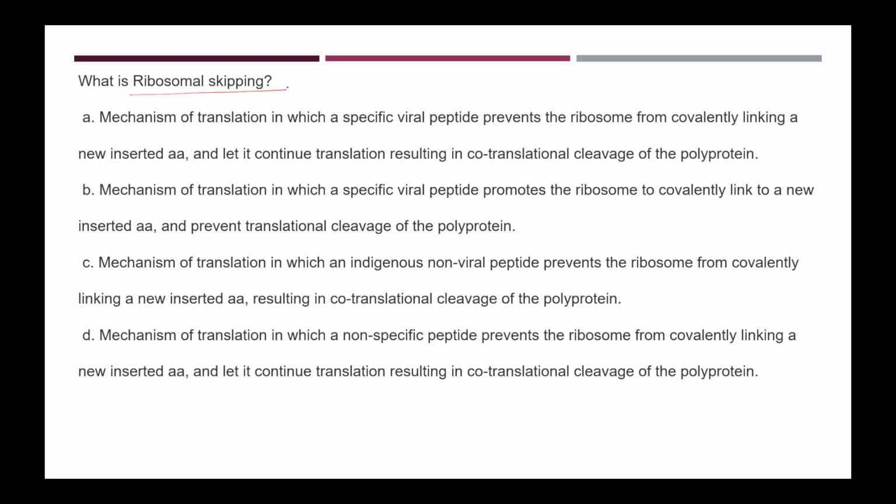So ribosomal skipping is the mechanism of translation in which a specific viral peptide prevents the ribosome from covalently linking a new inserted amino acid and lets it continue translation, resulting in co-translational cleavage of the polyprotein. So this is the correct option. I hope it is clear.